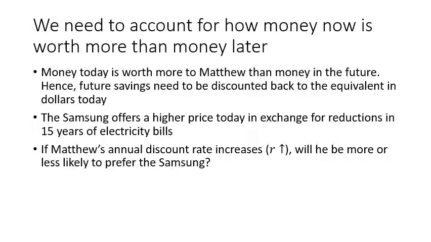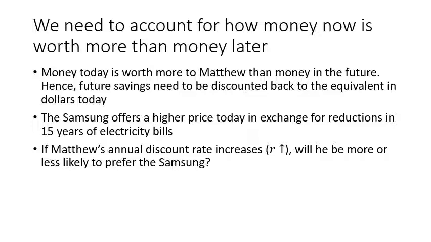So summing this up, money today is worth more to Matthew than money in the future. Hence, future savings need to be discounted back to the equivalent in dollars today. The Samsung offers a higher price today in exchange for reductions in 15 years of electricity bills. If Matthew's annual discount rate increases, will he be more or less likely to prefer the Samsung? In other words, if his discount rate increases, he's going to value money today more than he values money in the future. If his discount rate is 0, he's indifferent between money today and money in the future.